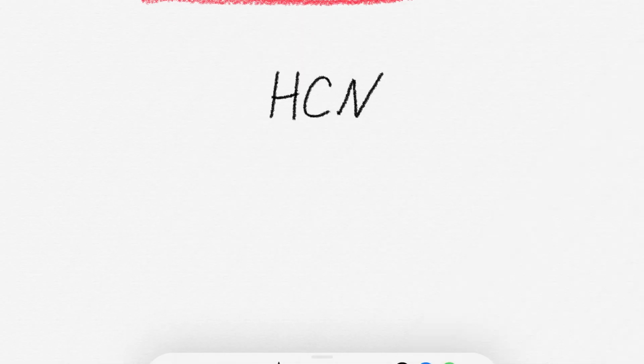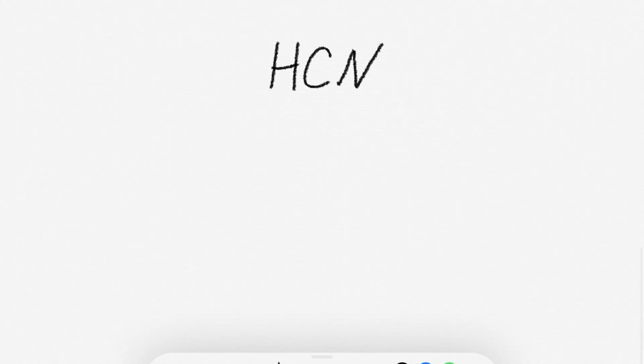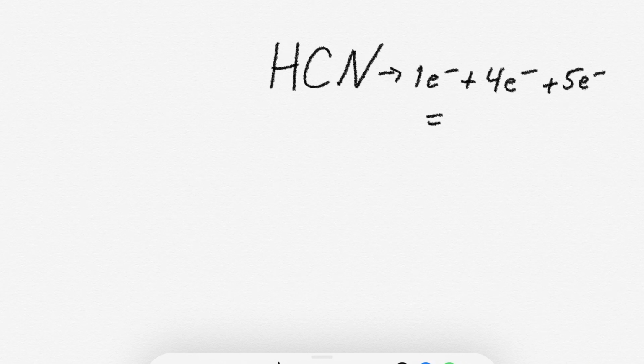Let's do our final example, hydrocyanic acid. As always, we start with counting the total number of valence electrons. So for this molecule, that would be 1 electron from the hydrogen, 4 valence electrons for carbon, and of course 5 valence electrons for nitrogen. If you add all those together, you're going to get a grand total of 10 electrons.